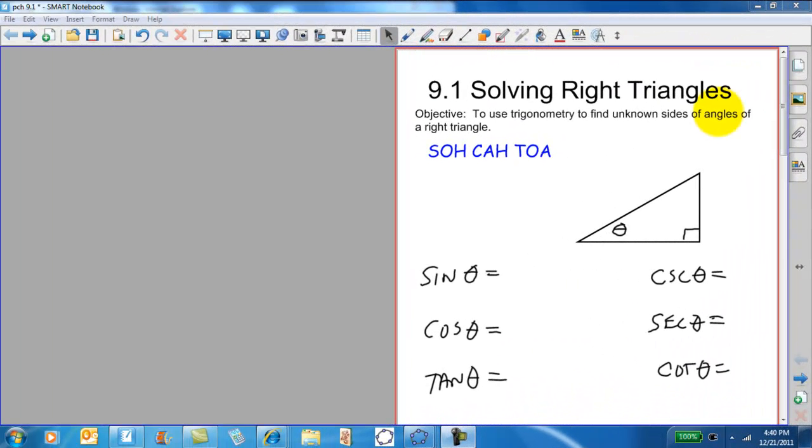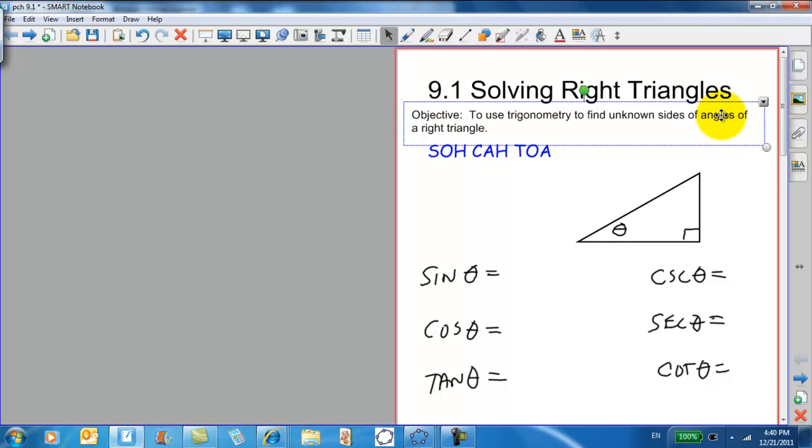Hello pre-calc honors students, here we are with solving right triangles. Something you've seen in Algebra 2 Honors before, but we've already defined the trig functions in terms of x, y as a point on the terminal side of theta. Now we're going to go back to using SOHCAHTOA. That is, we can define the sine of theta as the opposite side over the hypotenuse.